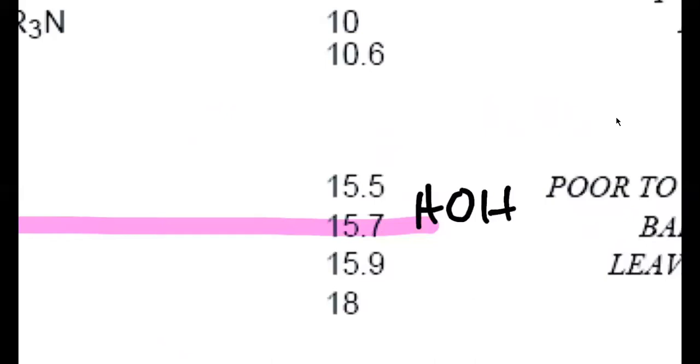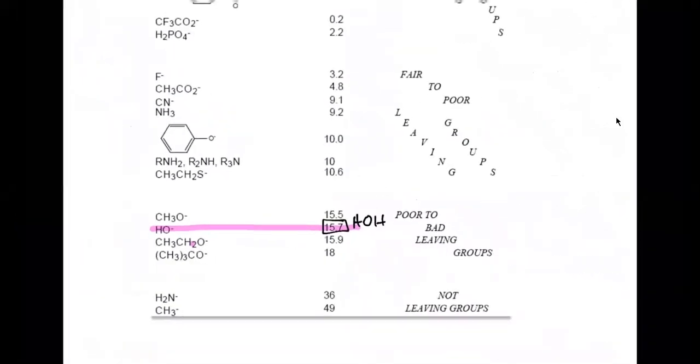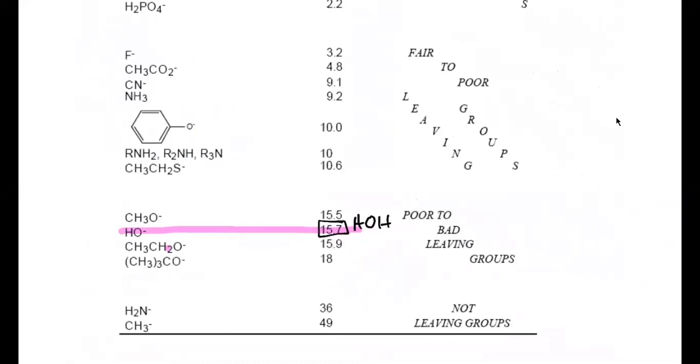And look at the pKa. It's 15.7, right? That's not horrible, but that's not a good leaving group. So that's why we have to add that acid in to catalyze that reaction, because you want to get that OH to leave. And one of the best ways to get OH to leave as a leaving group is to protonate it and turn it into what we call a hydronium ion.